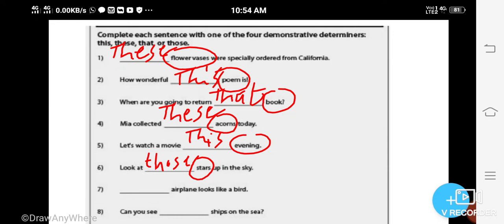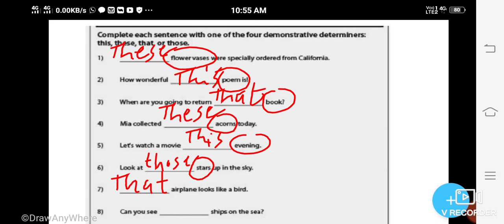Dash airplane looks like a bird. That airplane looks like a bird. The airplane is far away from the speaker and also there is only one airplane, not many airplanes. So we say that is the determiner.